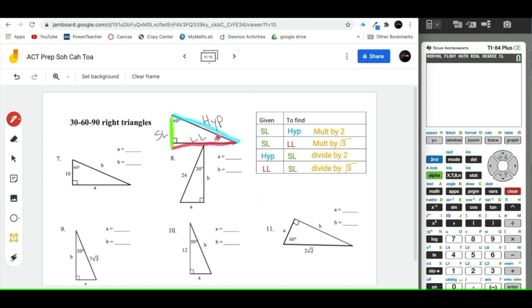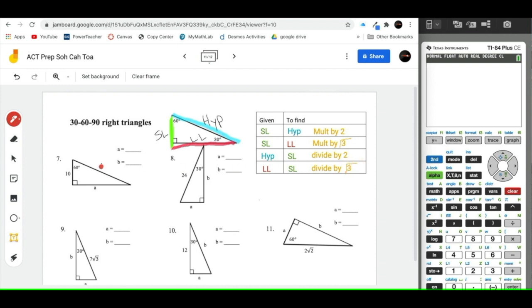Well, here's the rules. The short leg is the key to the puzzle. You gotta know the short leg to really get going. If you know the short leg, to find the hypotenuse, you simply multiply by 2. So if this was 5, the hypotenuse is 10. If you have the short leg, which again is the key to the puzzle, to find the long leg, you take the short leg times radical 3 in that case. Then if you are given the hypotenuse, you'll have to go back and find the short leg first by dividing by 2. If you're given the long leg, you have to go back and find the short leg by dividing by radical 3. Holy cow, that's a lot of information.